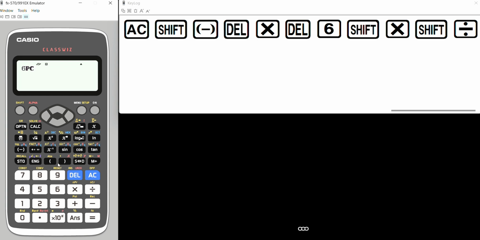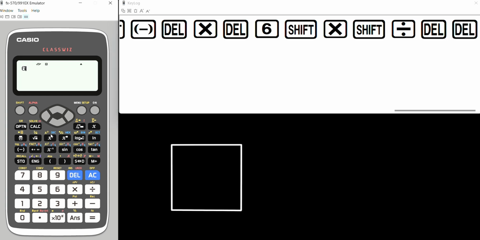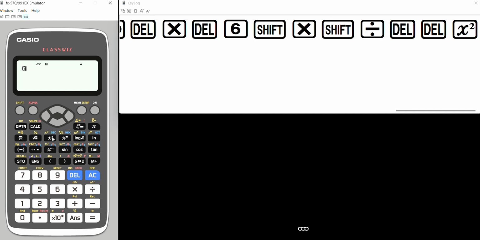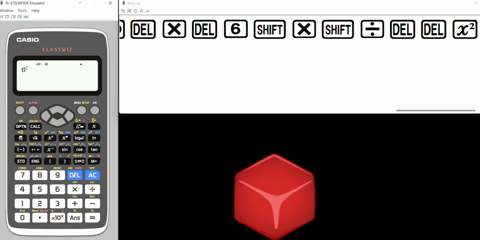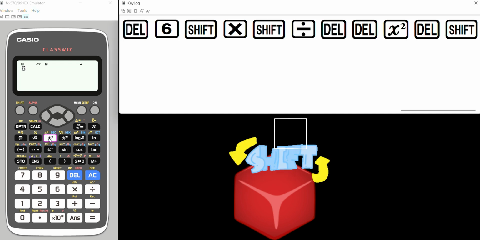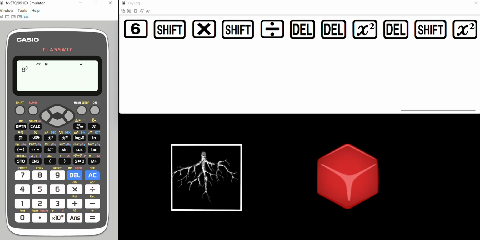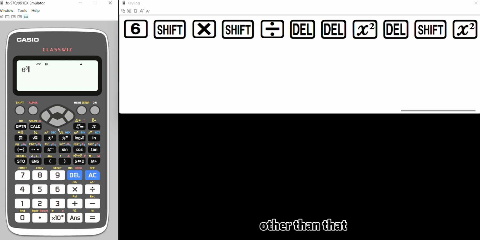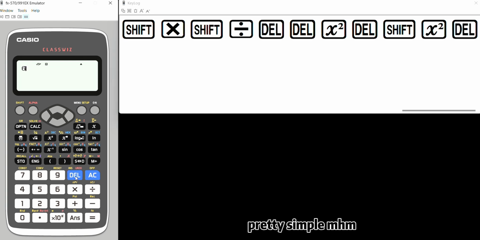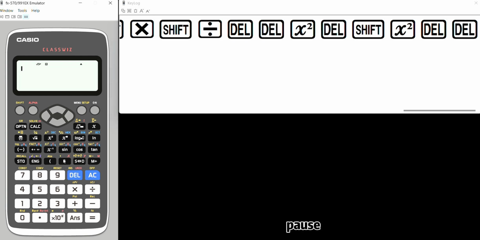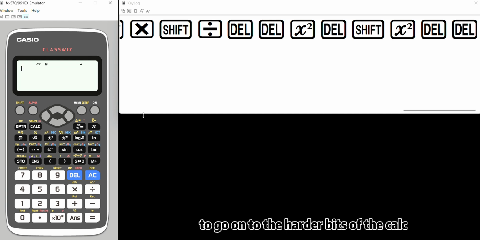Yep, and then there's nothing really here. There's the square button, square and cube button, and then there's the cube button when you shift the square, and then for square root and cube root as well. But other than that, this is pretty simple, pretty basic interface. So let's go to see the more advanced operation, as I'll show later.